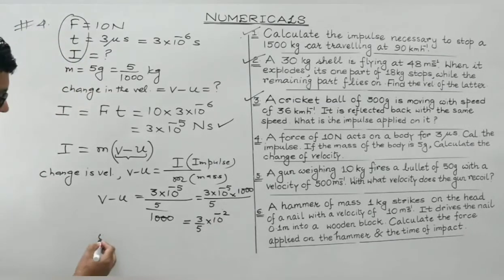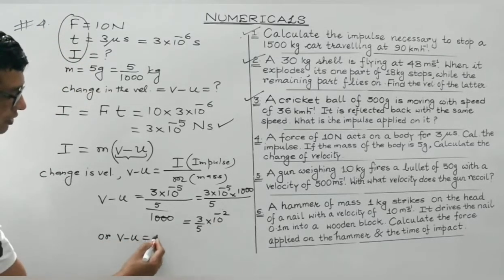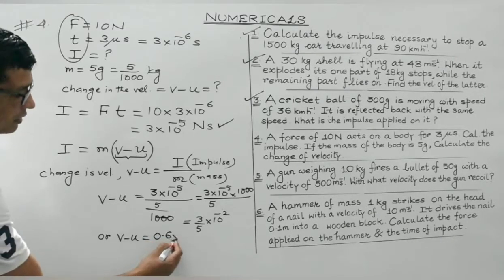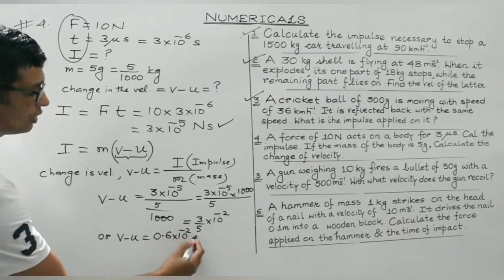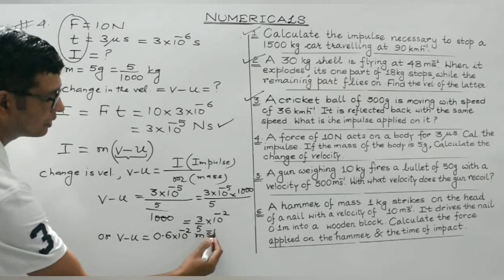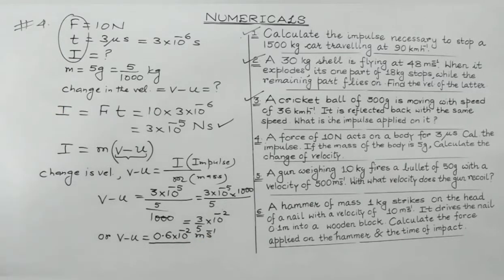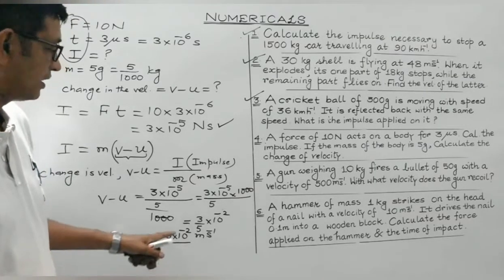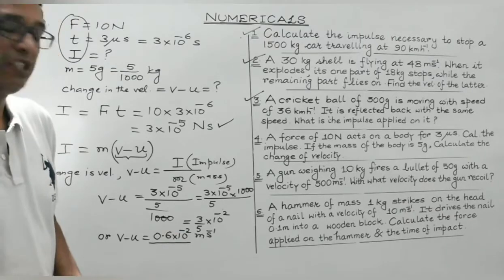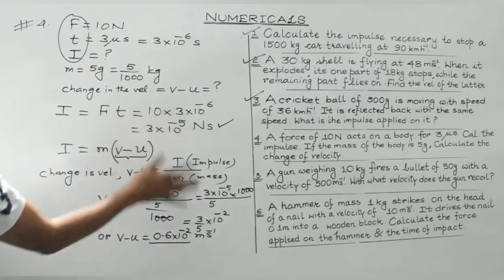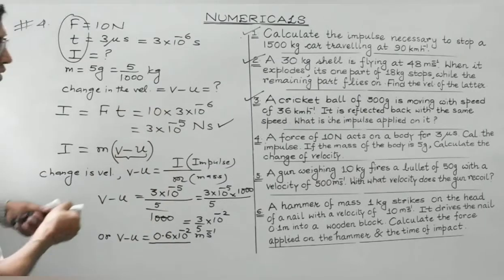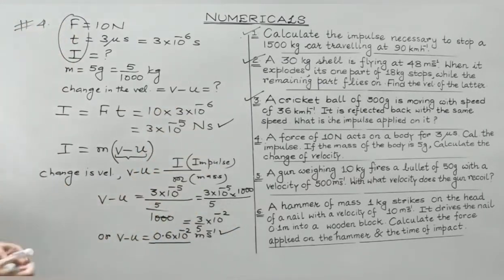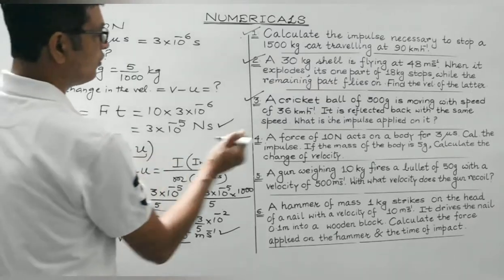Or change in the velocity is 0.6 into 10 raised to the minus 2. In SI, velocity is meter per second. So this is the answer. So change in the velocity, students, is 0.6 into 10 raised to the power minus 2 meter per second. So we have obtained the answer of both the parts, the impulse and the change in the velocity. Right? Okay, proceeding further, we are done with question 4 as well.